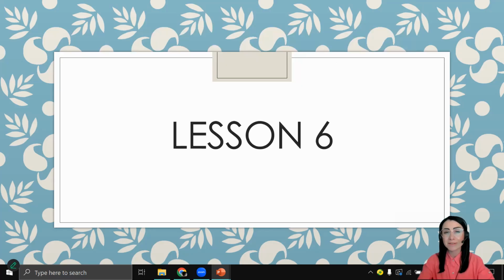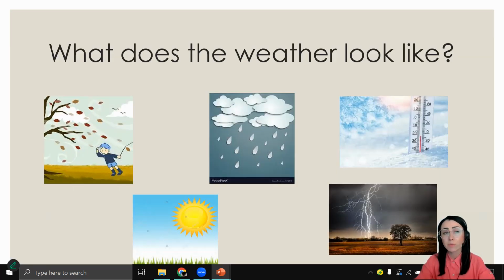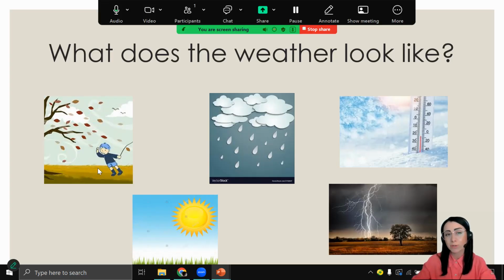Today we are having lesson number 6. In our previous lesson, we were talking about different kinds of weather and how to talk about the weather. So, do you remember how to answer these questions? What does the weather look like? What does the weather look like in the first picture? What is the answer?